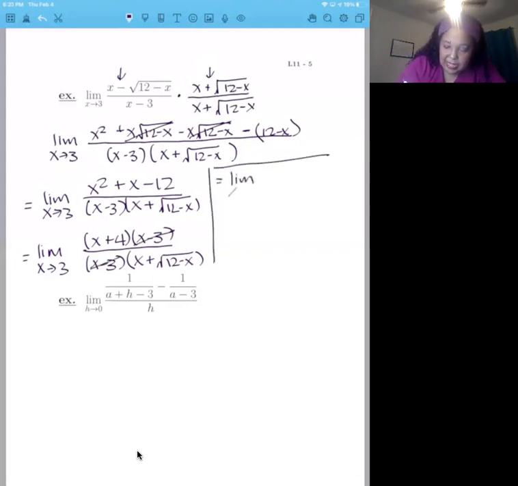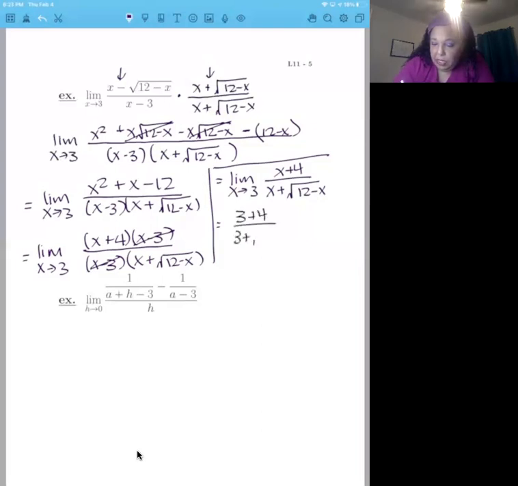So I have the limit as x goes to 3 of x plus 4 over x plus the square root of 12 minus x. Now, when I plug in my 3, I do not get a 0 in the denominator, and that's what we want. We don't want to have a 0 in the denominator. So I'm going to do my direct substitution now, so that I have a 3 plus 4 in the numerator and a 3 plus the square root of 12 minus 3 in the denominator. This gives me 7. 12 minus 3 is 9. The square root of 9 is 3. So I have a 3 plus 3, which gives me 6.